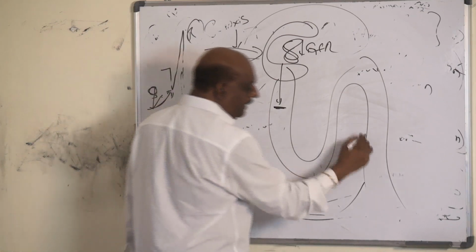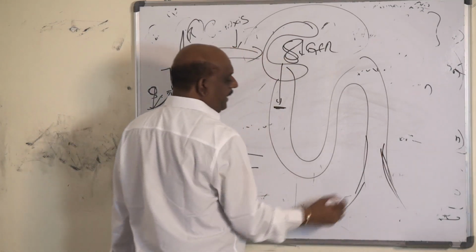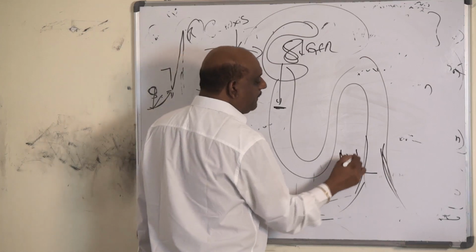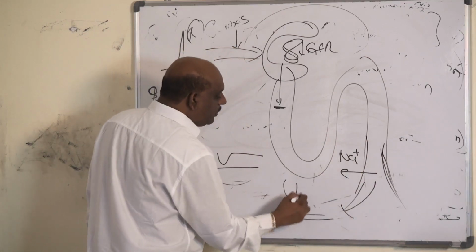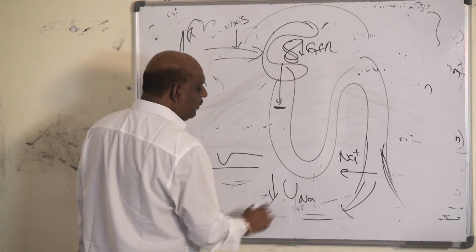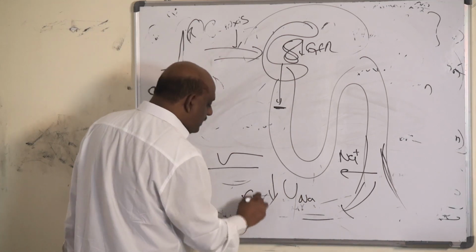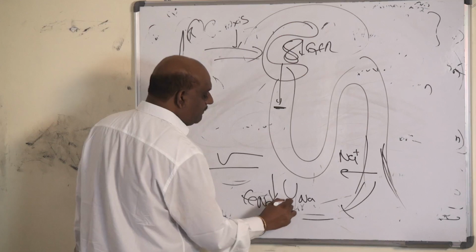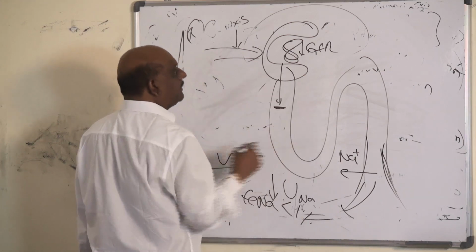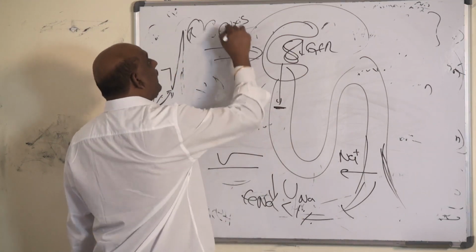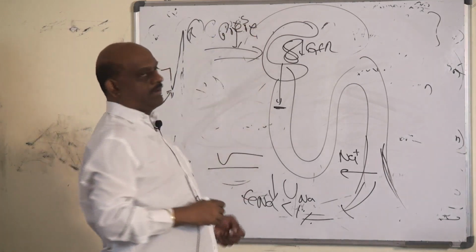But in these people, the tubules are still functioning, so they will try to retain the sodium. That is the reason urinary sodium will be low. Fractional excretion of the sodium will be less than 1% whenever there is a pre-renal failure, is what you need to remember.